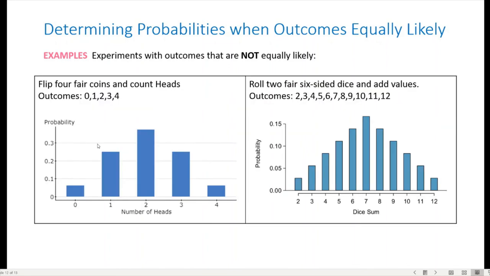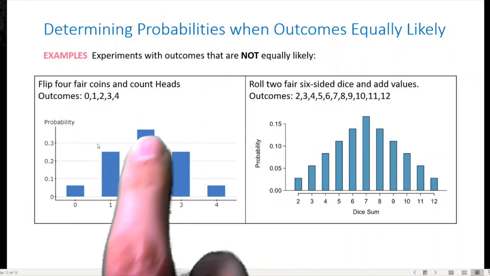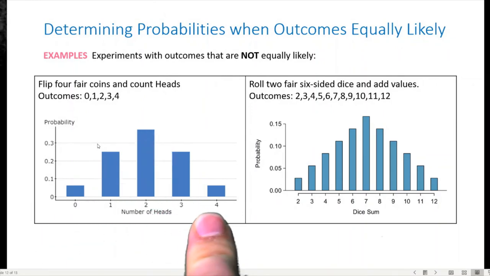And here are some distributions that illustrate the same idea. So when I flip 4 fair coins and count the number of heads, you can see that the outcomes aren't equally likely. You can see that getting 0 heads is less likely than getting exactly 1 head, and that's less likely than getting exactly 2. So the outcomes are not equally likely here.